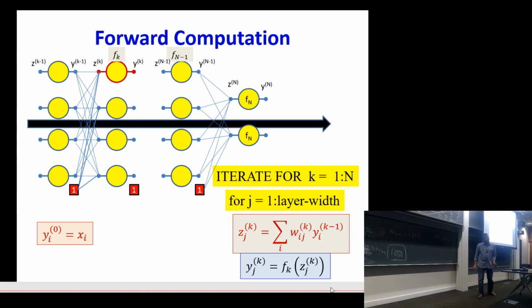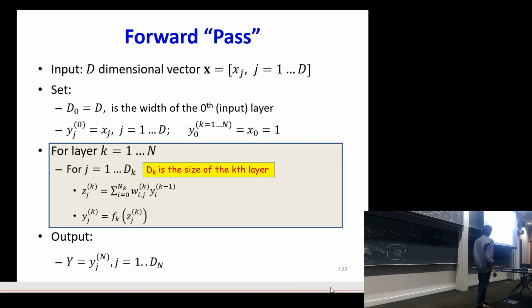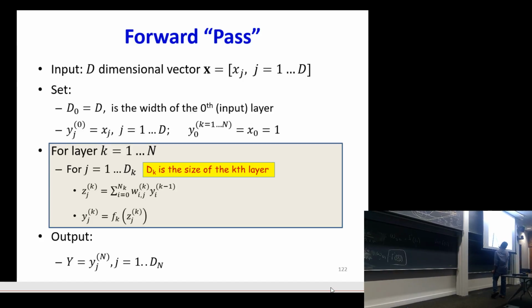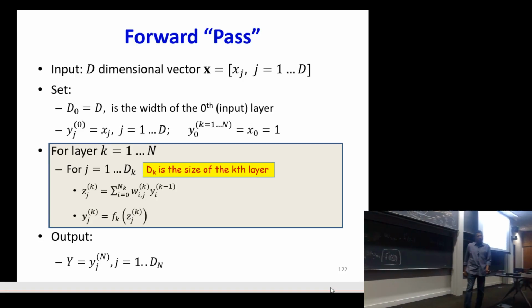Once you've done this, here is the little pseudocode for how you would do it. Let's skip the pseudocode. Just point out that we're going through each layer, and for each layer we're going over all of the perceptrons, computing the affine combination, and then passing the affine combination through the activation for that layer, which can be different from layer to layer.